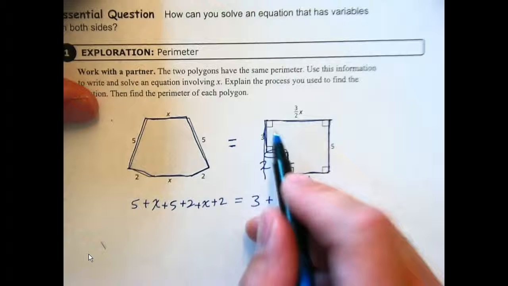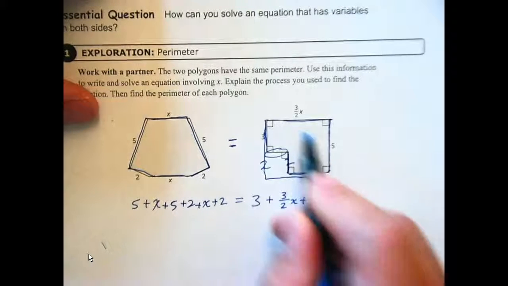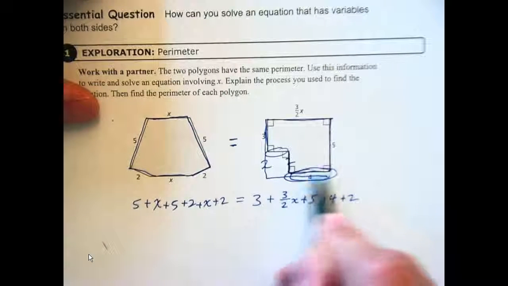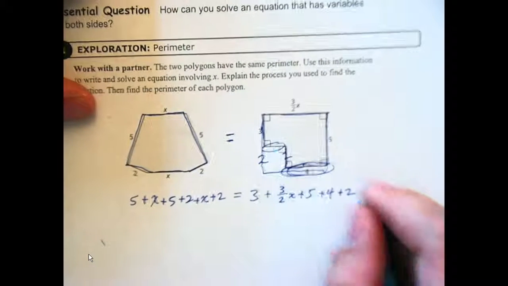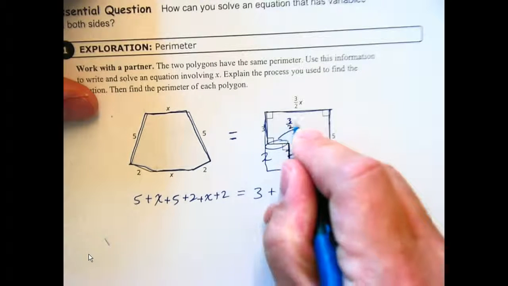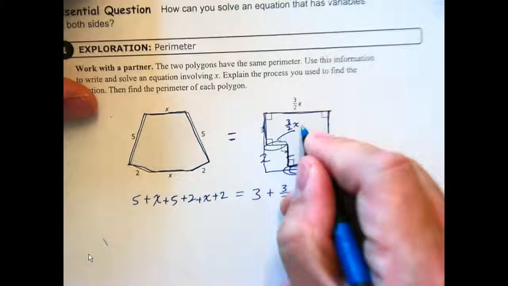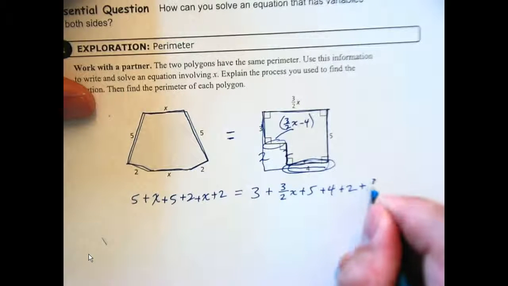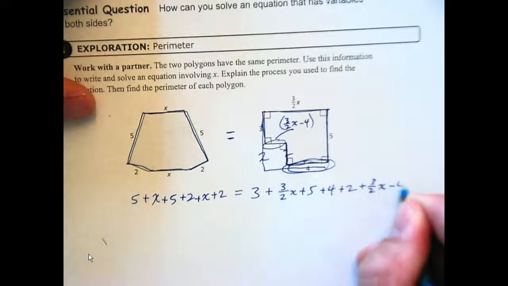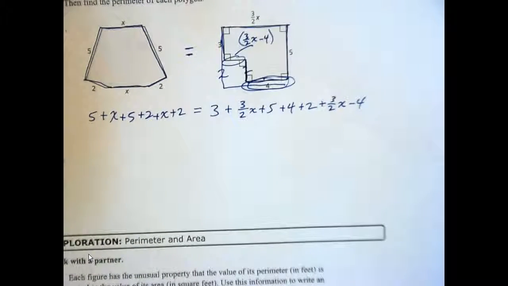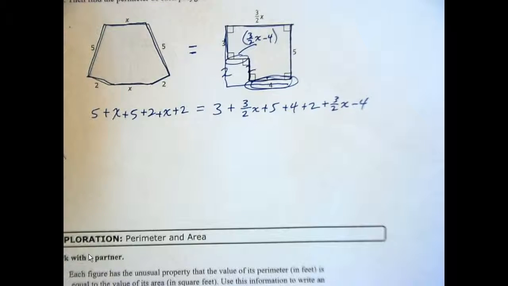Well, this whole length is 3/2 x, right? What part have we used? 4. So this part right here is 3/2 x minus 4. Holy moly. That's one big equation.